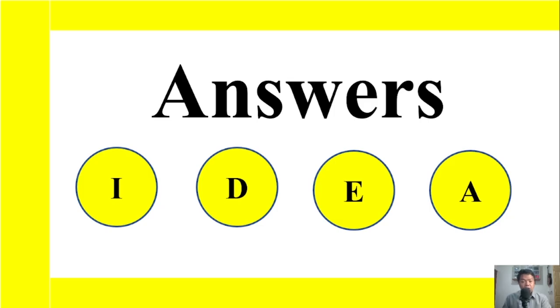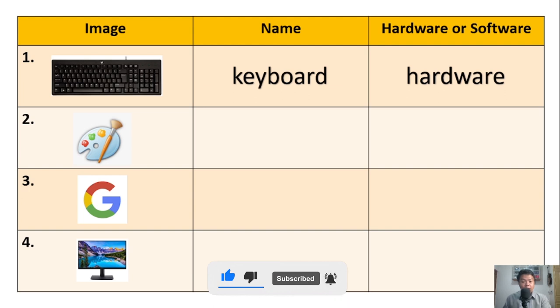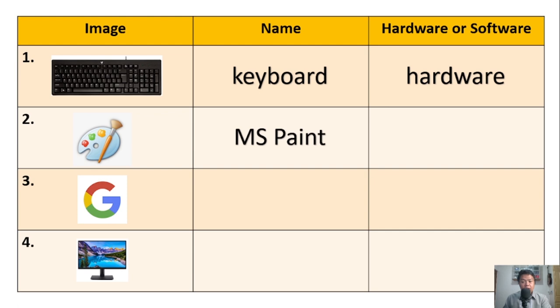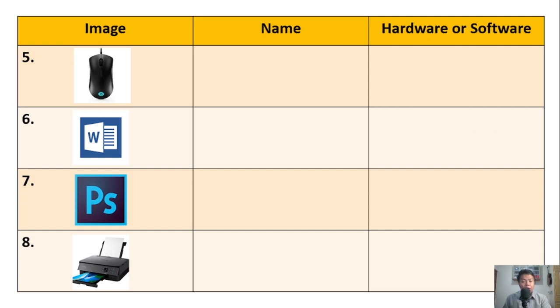Here are the answers. The name for image 1 is keyboard and its classification is hardware. The name for number 2 is MS Paint. It is software. The name of number 3 is Google and it is software. The name of number 4 is monitor and its correct classification is hardware. Number 5, the name is mouse. And its classification is hardware.